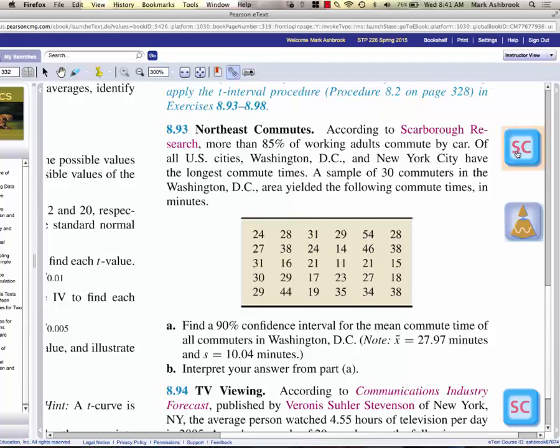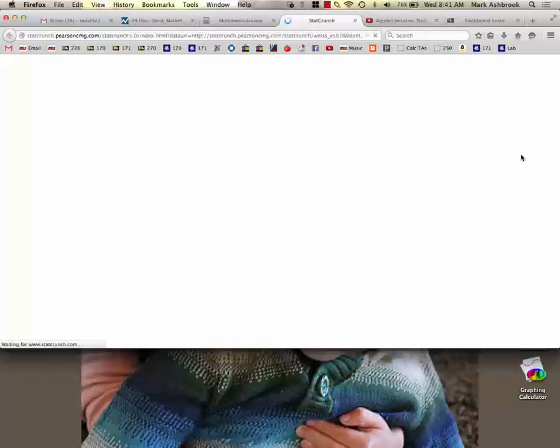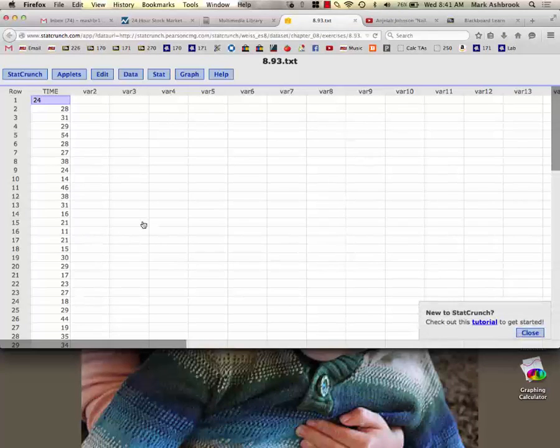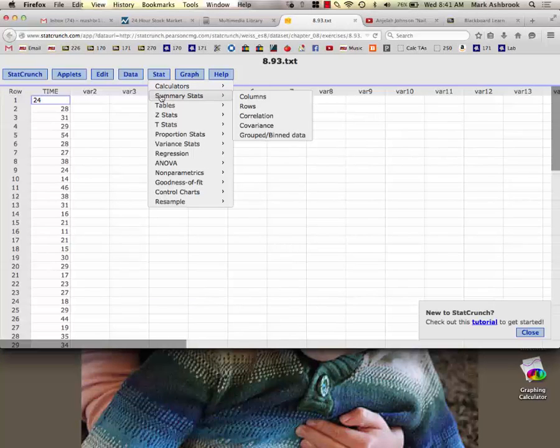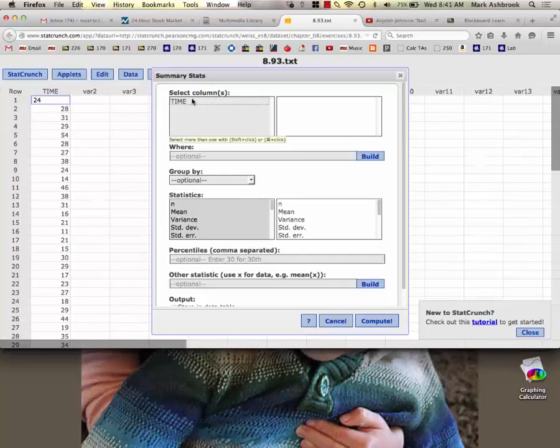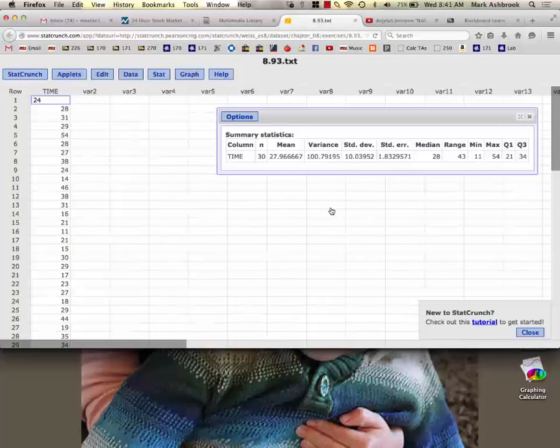So you can hit StatCrunch here. This is the multimedia, this is the textbook, so I can just do StatCrunch here and it will give me that data. And so what do we need about this data? We need the mean. So we're going to do summary stats, columns. Remember we did that at the beginning of the semester.